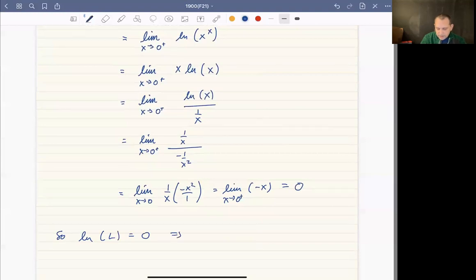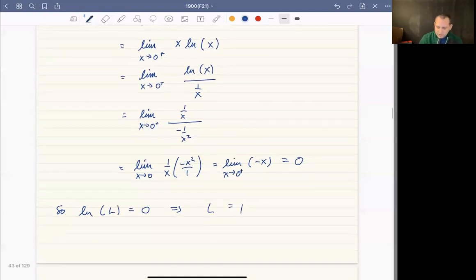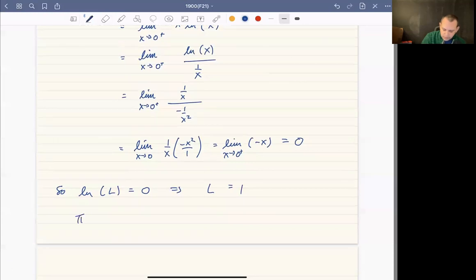And therefore, what does L have to be if the natural log of L is 0? In other words, what's the value that you have to plug into the natural log to get 0? That's 1. And so our limit was 1. Therefore, the limit as x approaches 0 of x to the x is 1. And that's how we do that.